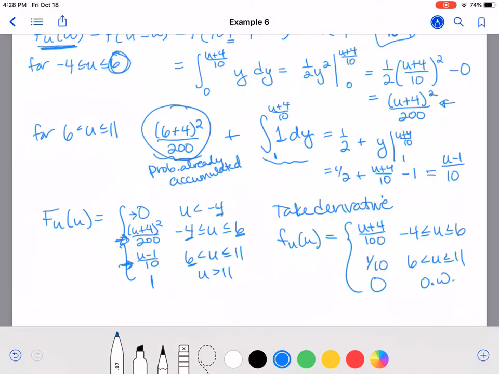And you could verify that if you integrate u plus 4 over 100 from -4 to 6, and then also integrate 1/10 from 6 to 11, and total those up, you should get a total probability of 1. So that was the answer to part A. I will do the other 2 parts in another video.